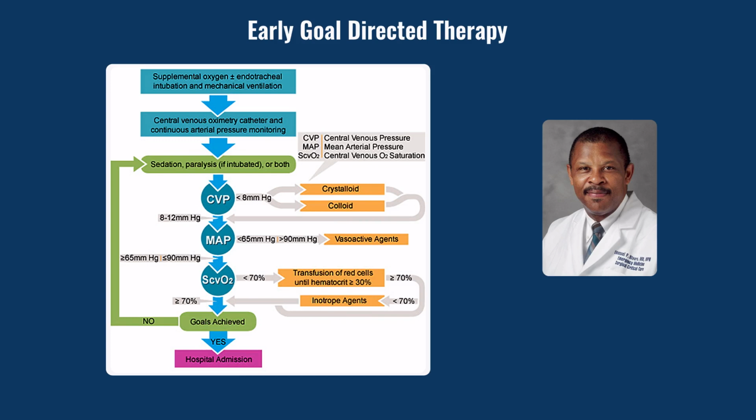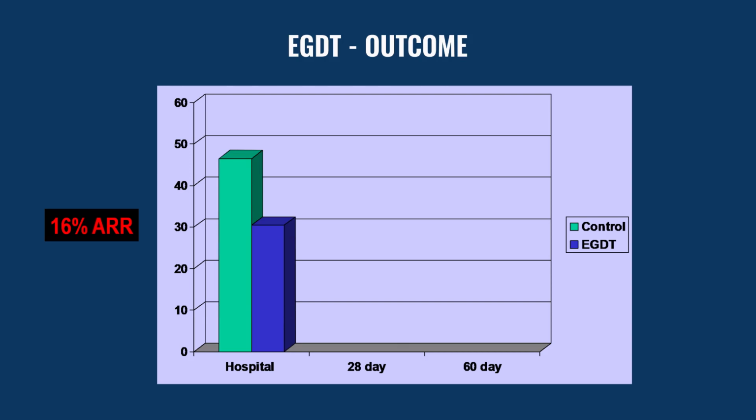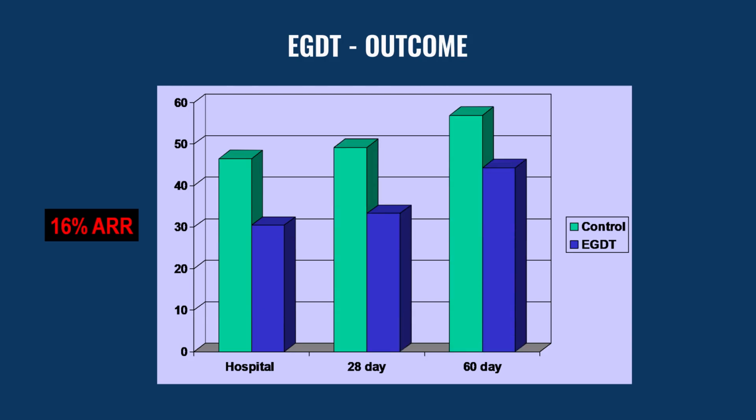They followed these patients in the emergency room, and they showed that this early goal-directed therapy had a 16% absolute risk reduction, which is huge. 1 in 5 patients were saved by this strategy compared to the control group. What was done in the first 6 hours in the emergency room translated to hospital mortality, 28-day mortality, and even 60-day mortality, indirectly telling us that whatever damage happens to the organs seems to happen very early on, and if we can reverse the damage that happens earlier on, maybe we can save a lot of people's lives later on too.